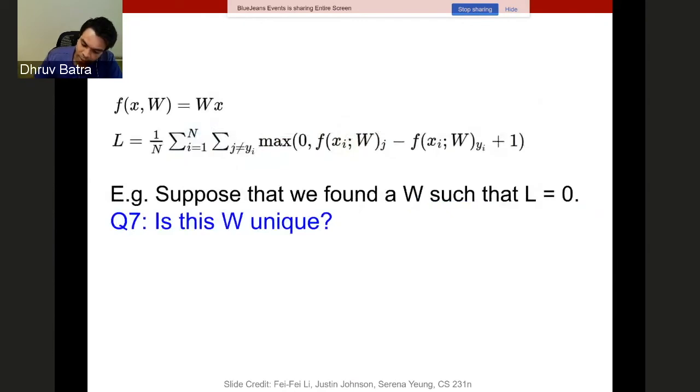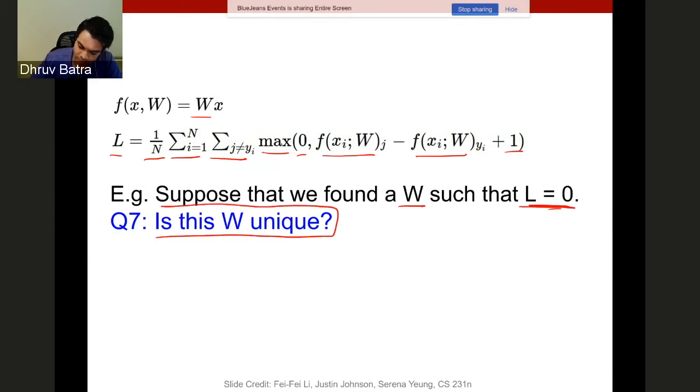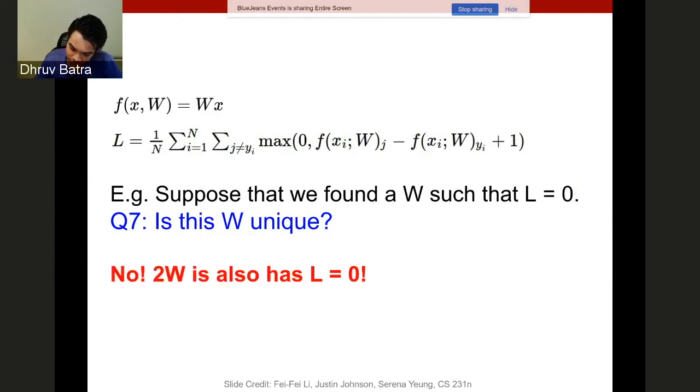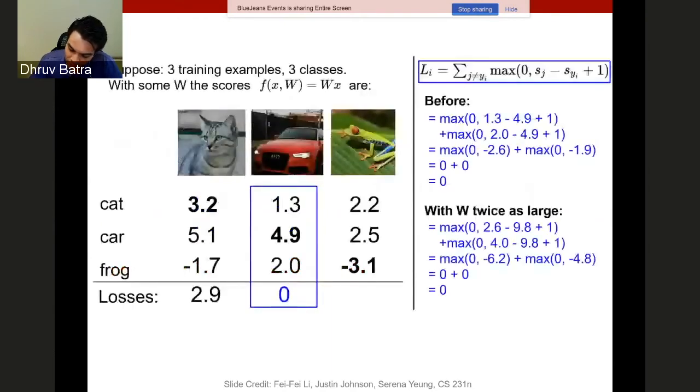And final question, at least in this series, what if we found a W such that the loss was 0? What if we could take this loss over all examples, sum over all classes, max of 0, comma, this minus this plus 1? What if we found a W such that the loss was 0? Is this W unique? This is a simple one, so let me wait for answers here. What do people think? And no, that's exactly what we worked through. Here's an example that I've written down. In the interest of time, I'll move forward, but it's essentially the same numbers. Plugging in twice of those, you'll see that you end up with exactly the same analysis.